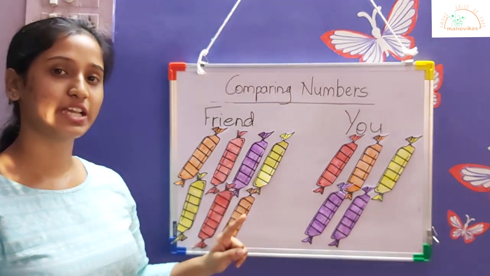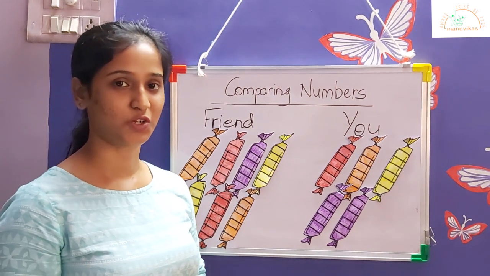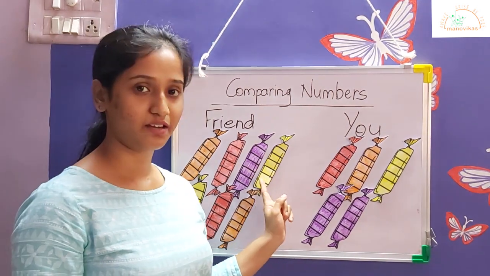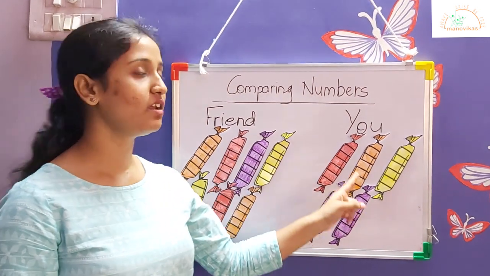Okay. Now can you tell me who has got more chocolates? Yes, your friend has got more chocolates. That is 7 is bigger number than number 5. So 7 is greater than 5.